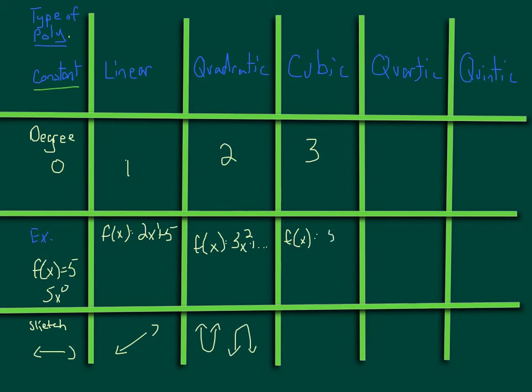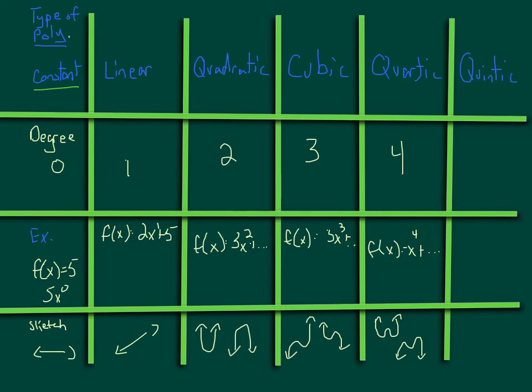That would be if you have like 5x to the third power plus something. And usually they look like sideways S's. If they're positive, they finish up. If they're negative, they finish down. If you have a quartic polynomial, then you have f of x equals x to the fourth power plus something. These kind of look like W's. If they have a negative leading coefficient, they open down.